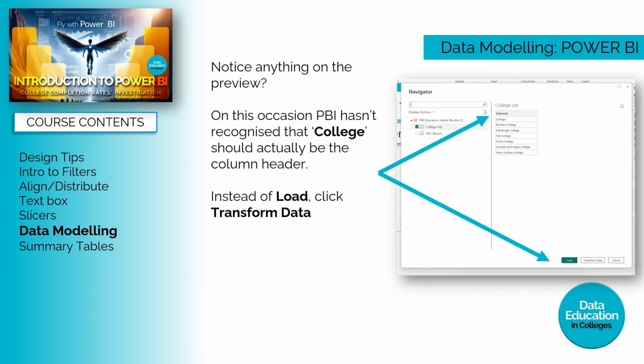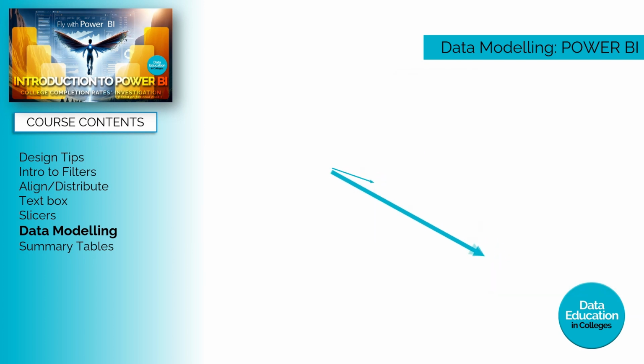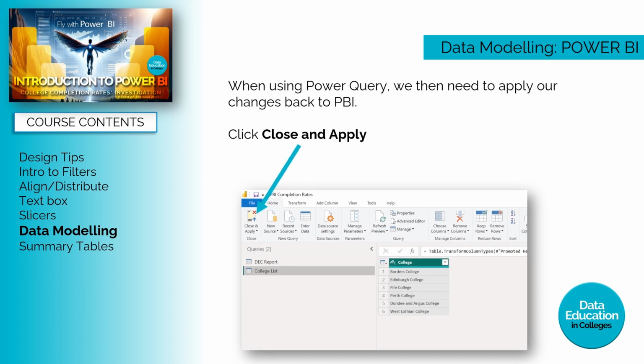You might notice something's a bit weird here. This quite often happens. It hasn't recognized that college is the column header. So we're going to fix that on the way in. So instead of load, click transform. And this will open up the Power Query editor, very similar to those who used the Excel Power Query, and use first row as headers. Make sure that data set's selected. It should be by default, but if it isn't, select the college list, use first row as headers, click close and apply, and that'll apply our changes back into Power BI.